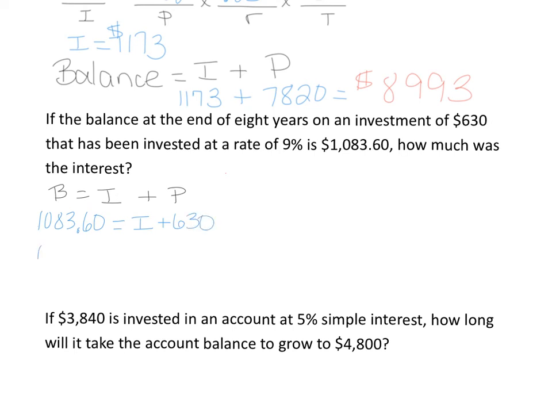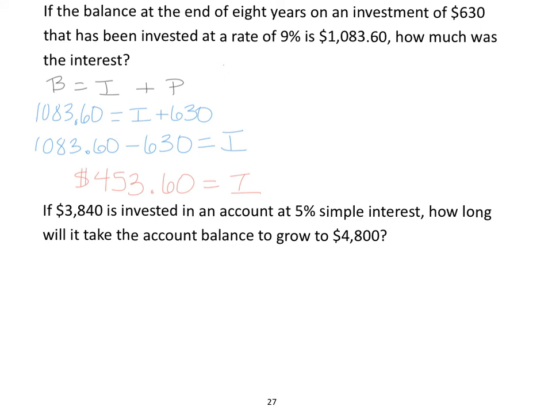So we can take 1,083.60, do the inverse of addition, which is subtraction, take away $630, and we're going to end up finding out that the amount of interest was $453.60. Because all we had to do was take the balance and subtract the principal. We didn't need all that stuff about the 8 years and the rate and all that stuff, because all we are asked about is the interest.